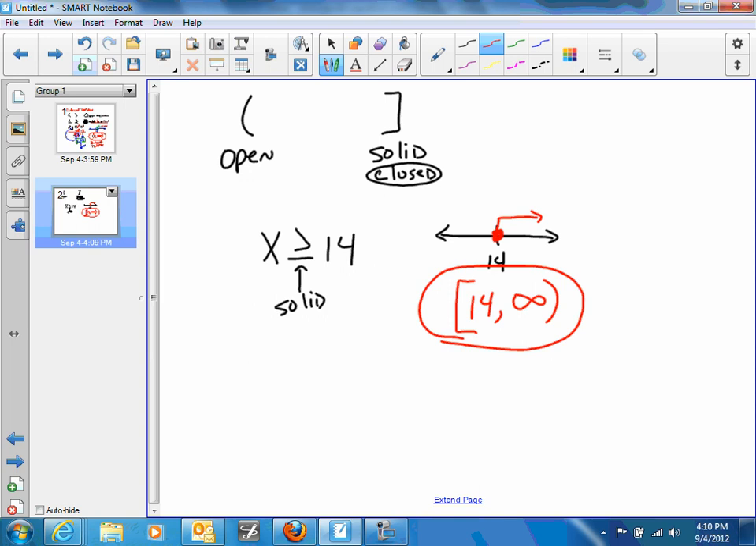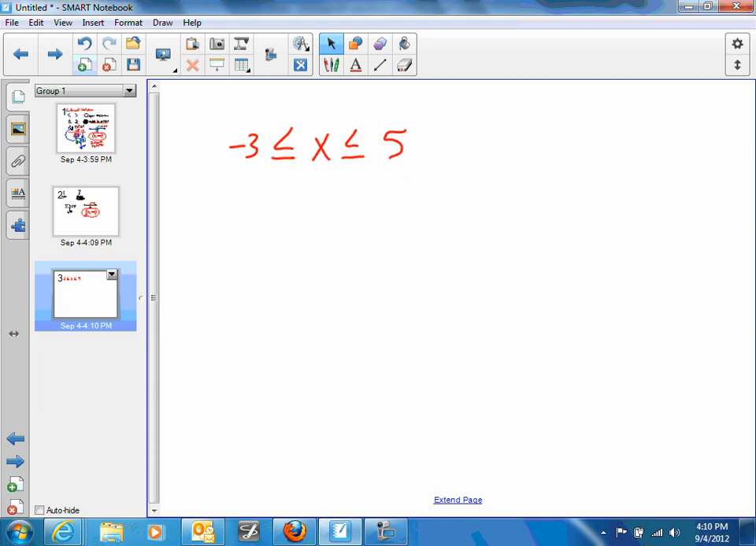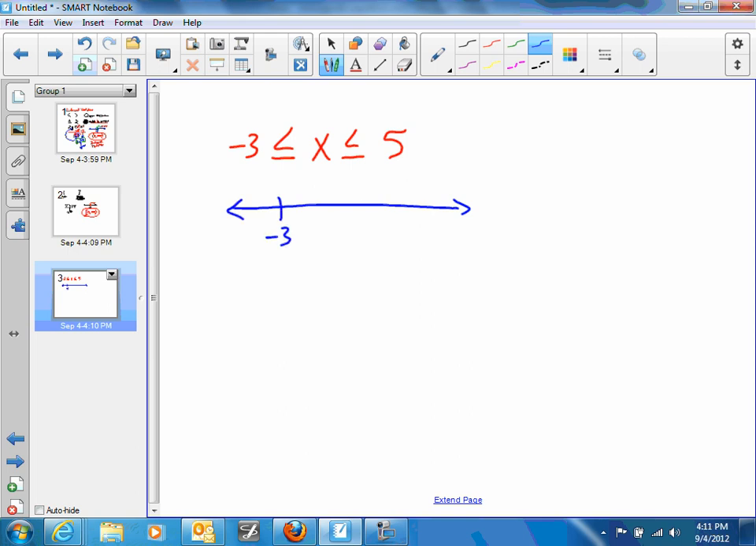Now, sometimes what happens is that we get a number. Let's say we have x, and we want to say it's greater than or equal to -3, but less than or equal to 5. That means that number, whatever x is, has to be between -3 and 5. Well, this is a great opportunity. So let's say we're going to graph this. I'm going to put -3 here, and I'm going to put 5 here. As you notice, our x is somewhere in between -3 and 5.